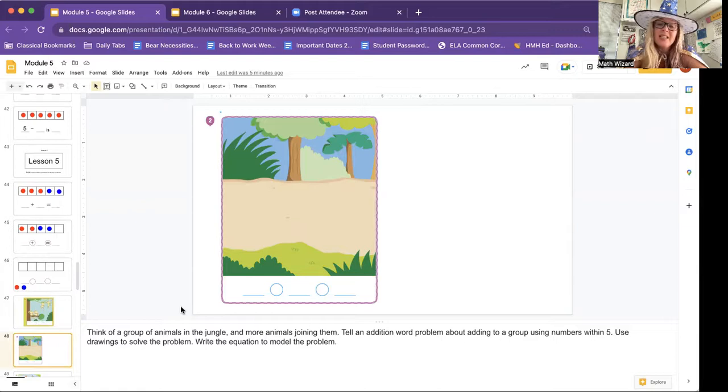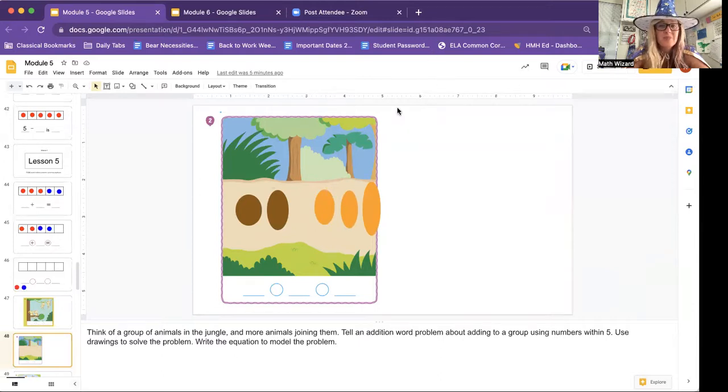Okay, and I'm going to tell an addition problem about adding to a group. Okay, so let me give you an example. Your story might be a little bit different. I'm going to use circles to represent my monkeys. Okay, so I have 2 monkeys in the jungle. Okay, and 3 more monkeys joined them. Okay, how many monkeys are in the jungle now?